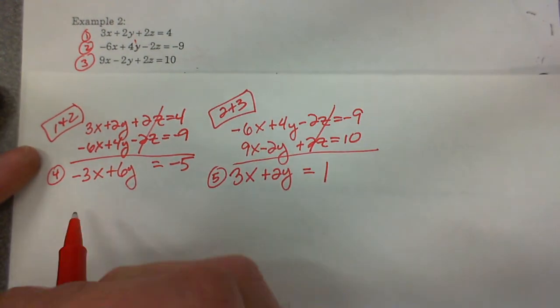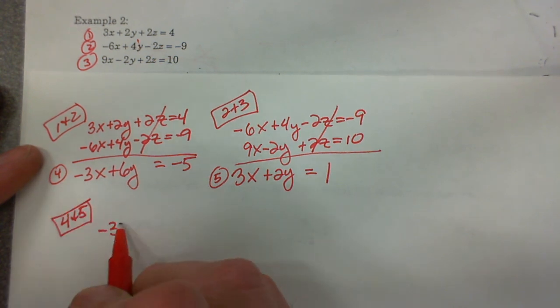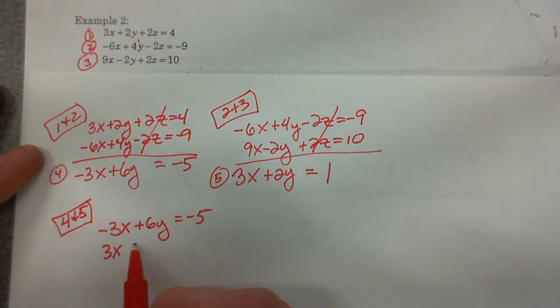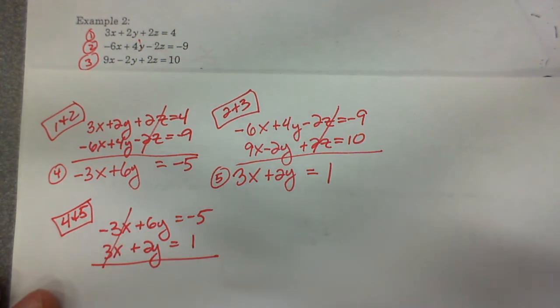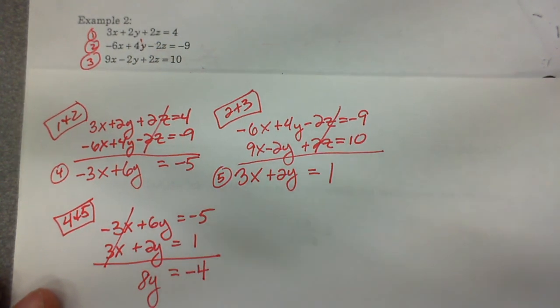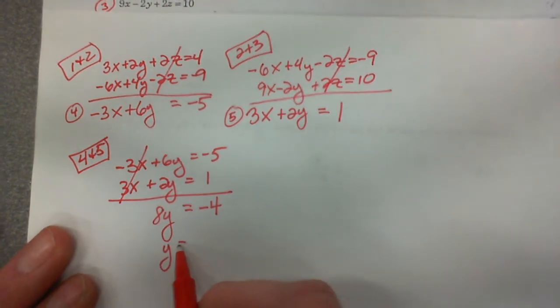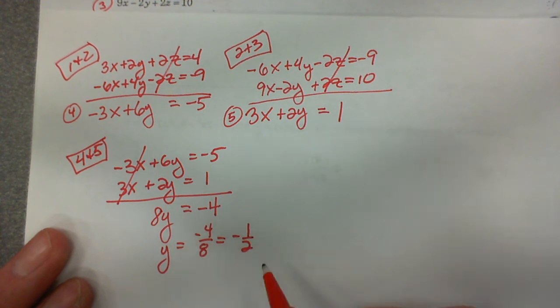If you combine 4 and 5 together, 4 and 5, you've got negative 3x plus 6y equals negative 5. And you've got 3x plus 2y equals 1. Hey, does anything cancel? Yeah, look at that. The x's cancel. How many y's do we got? We've got 8y. What's 8y equal? It equals negative 4. Okay. So now we have to divide by 8. So y equals negative 4/8, which equals negative 1/2.